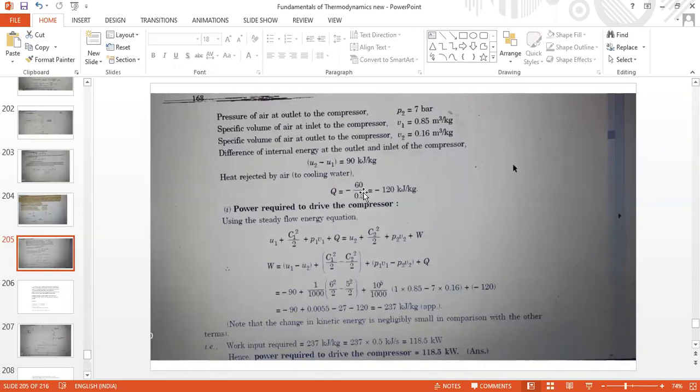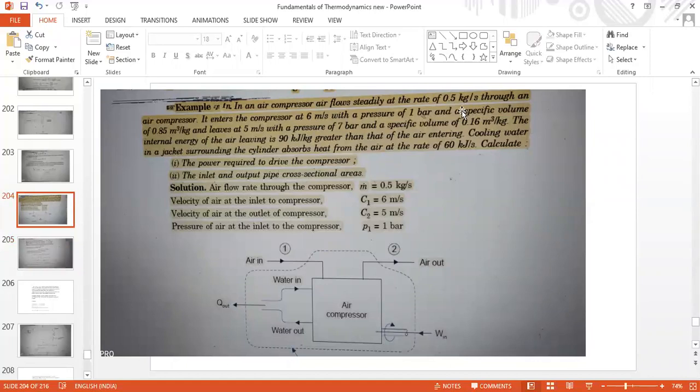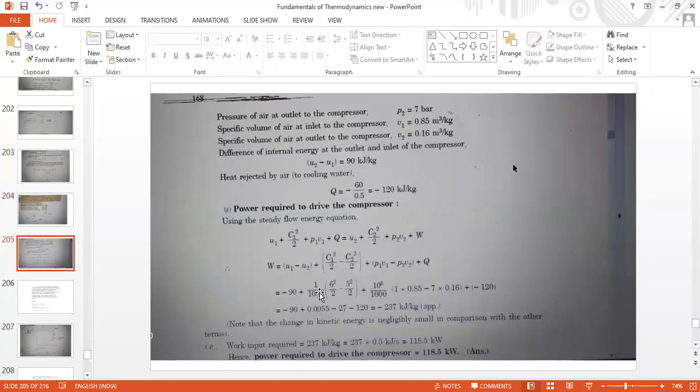Q is given as 60 kilojoule per second, and because these are to be substituted in kilojoule per kg, this is divided by mass flow rate 0.5. 0.5 is the mass flow rate of air passing through the compressor, and by dividing the heat rejected 60 by 0.5, it is minus 120 kilojoule per kg. So all these are substituted in this equation.